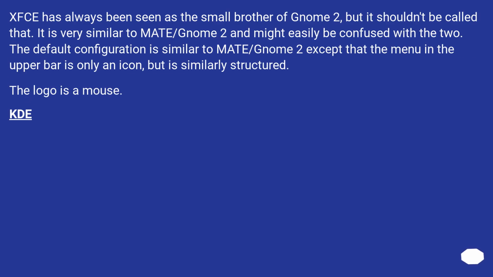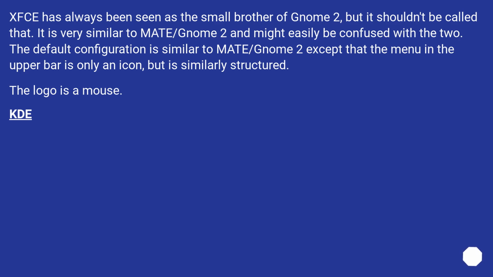Has always been seen as the small brother of Gnome 2, but it shouldn't be called that. It is very similar to Mate/Gnome 2 and might easily be confused with the 2. The default configuration is similar to Mate/Gnome 2 except that the menu in the upper bar is only an icon, but is similarly structured. The logo is a mouse.